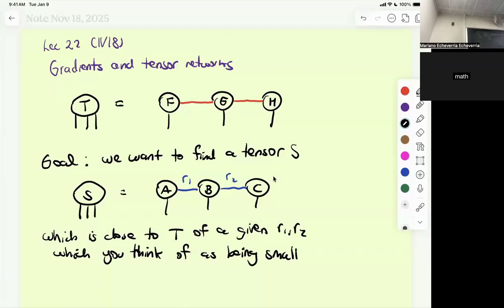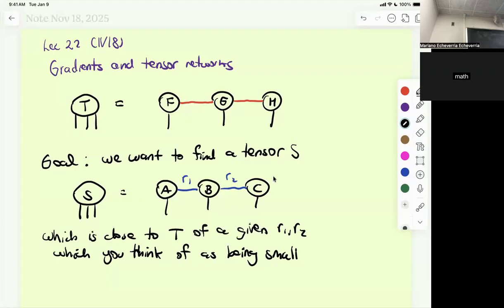Okay, and so again, T is kind of like my fixed data, and S is what I'm trying to find. Since I'm thinking of it as being in tensor train format, really my unknown tensors are A, B, and C. So really, what I'm trying to find out is A, B, and C.